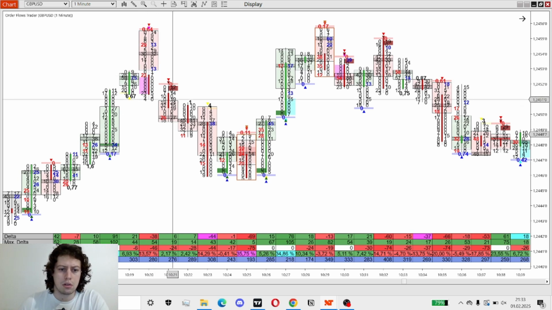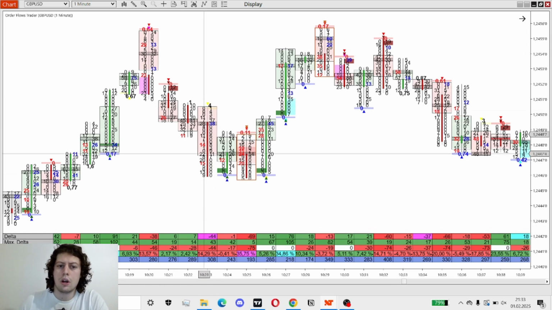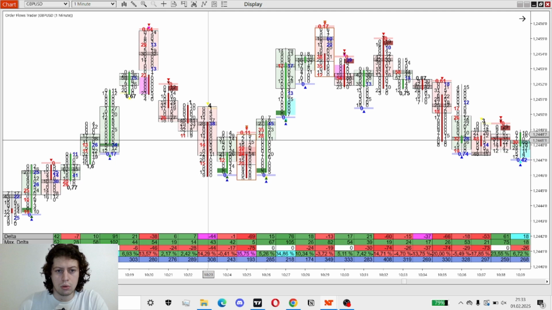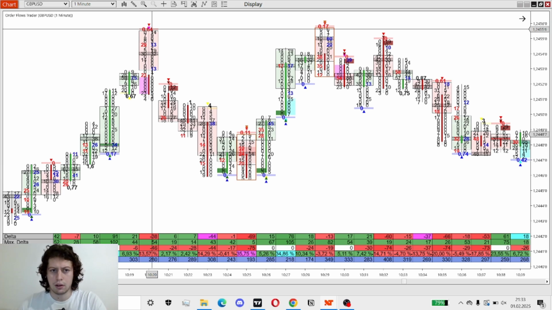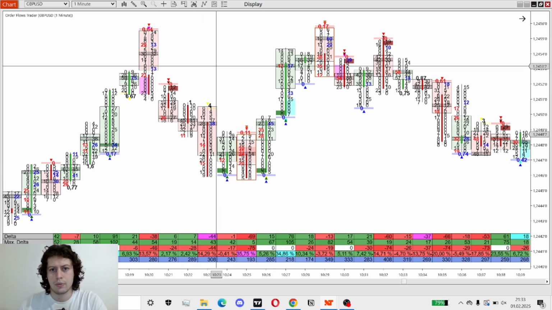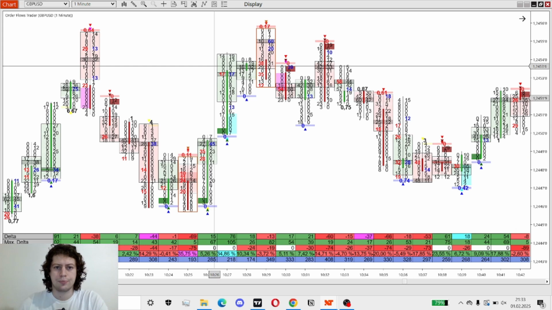Okay, this wasn't that good. And here we have the exhaustion print with very nice delta. So I would really go in this candle, but we are stopped out as for my strategy, but never mind, we have a second chance. So let's get to the second chance.